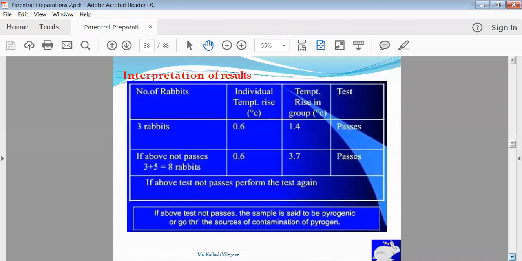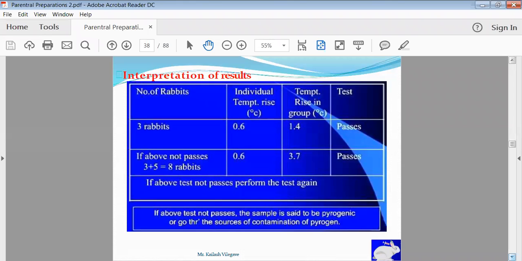And suppose we have found that it has not increased more than 3.7 degrees centigrade, then we can say that the test has passed. It means no pyrogen is present. So this is the criteria for checking the presence of pyrogen by using rabbits.